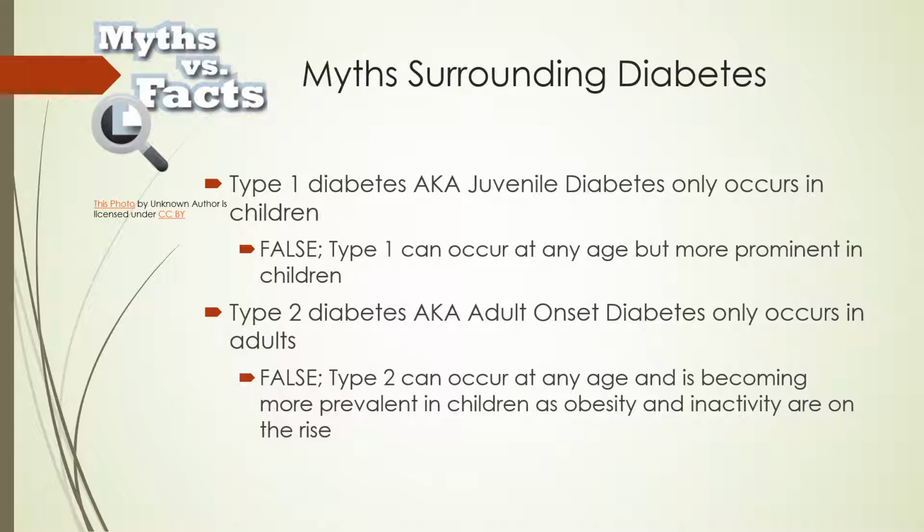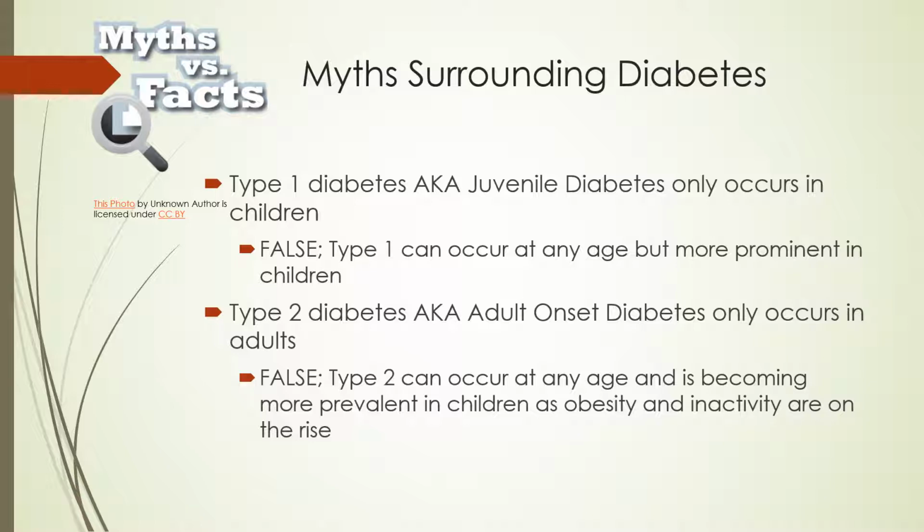So let's review some myths surrounding diabetes. Type 1, also known as juvenile diabetes, only occurs in children. This is false. This is not true at all. Type 1 can occur at any age, but it is more prominent in children. Then we have the myth that type 2 diabetes is adult onset and only occurs in adults. This is false. Unfortunately, in the United States, we have an epidemic, and it's occurring even with our children.